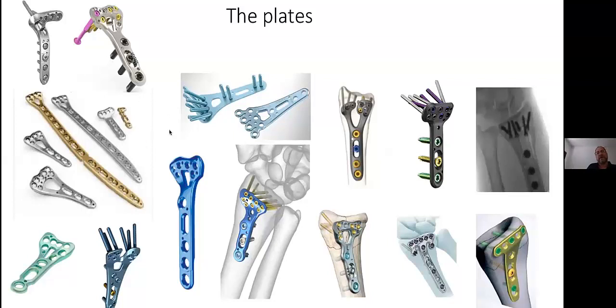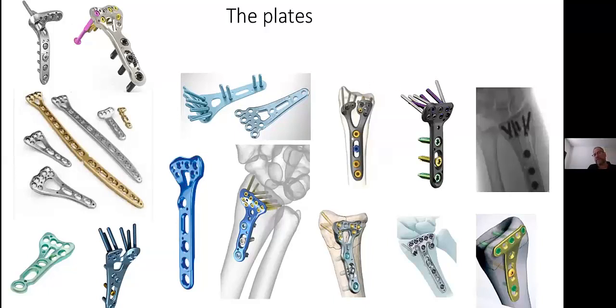This is chaotic pictures, but that's actually how it is in real life. There are so many different kinds of plates and different features, different shapes, different lengths and everything. These plates are made for fractures, distal radius fracture, because that's the most common fracture, so there's a lot of interest in this, of course. So the different materials, different shapes, that's supposed to be good.